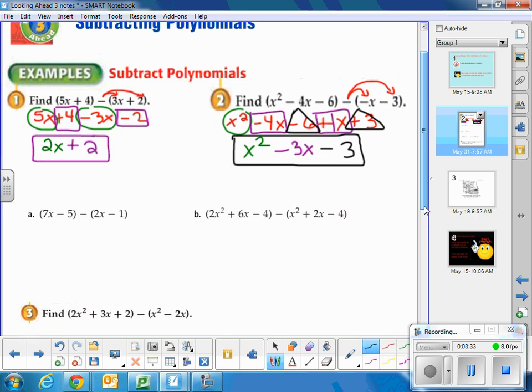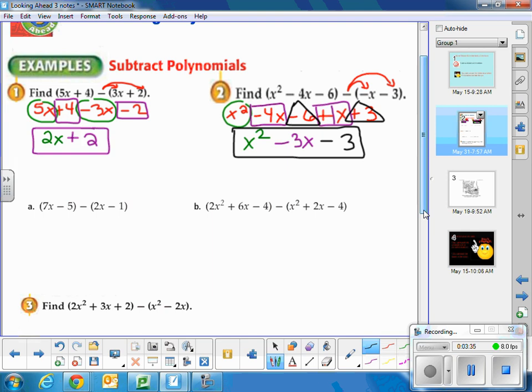Why don't you go ahead and try those next two. So you might want to pause the video now and try those on your own and then restart it so you can see the solution.